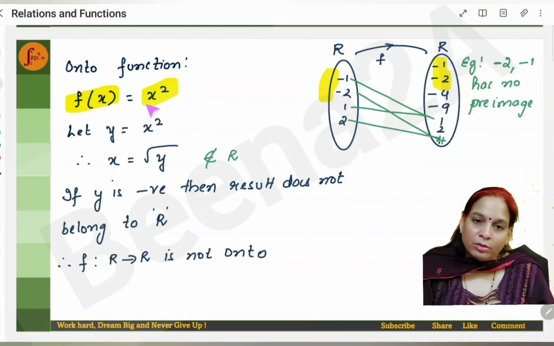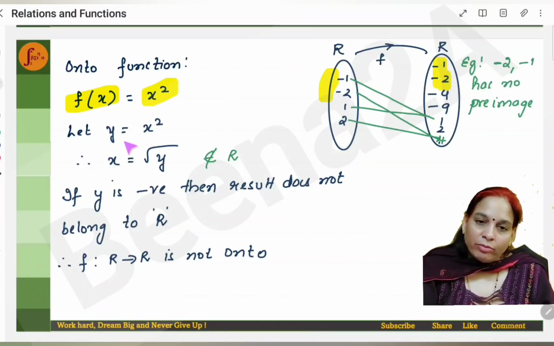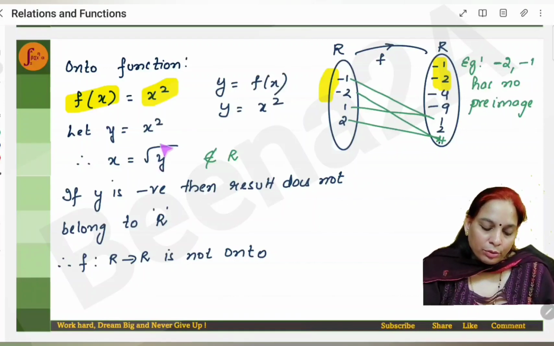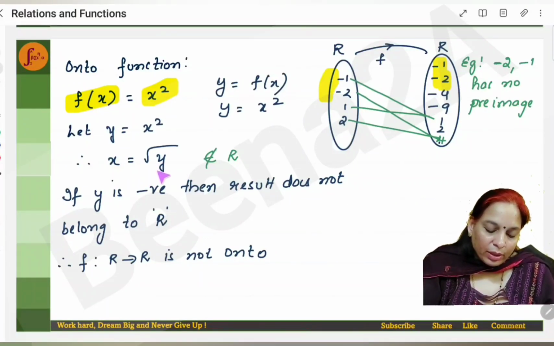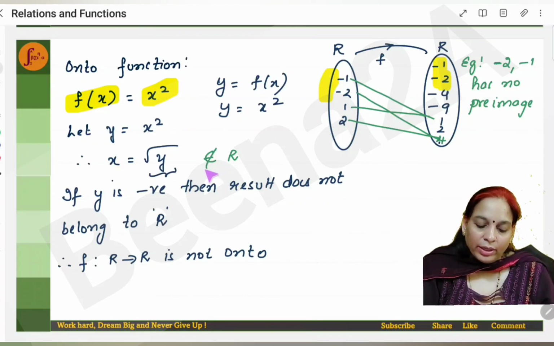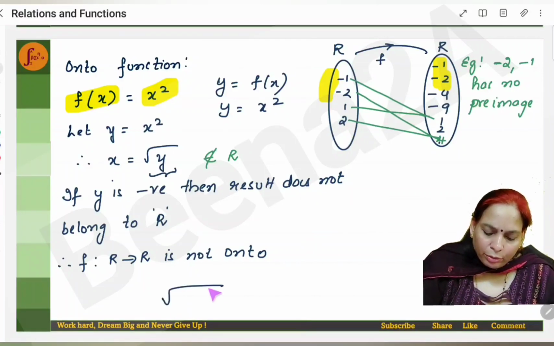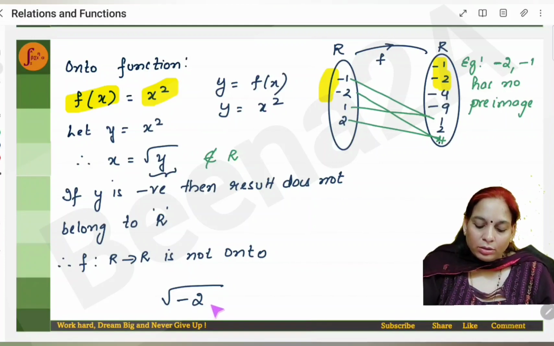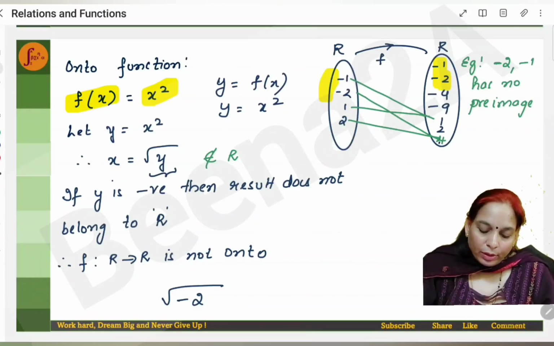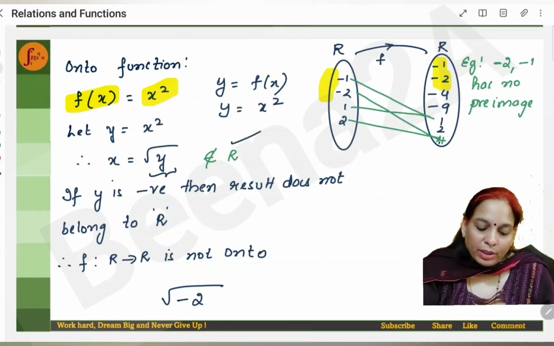And you can also use this particular method, right? You start with f of x is equal to x square and assume that y is x square. Therefore, x becomes root of y. And if you have a negative number here, then it will not belong to real numbers because you can never get a root of a negative number. Can I get a square root of a negative number? It's not possible. It's not there in this particular real number set, right? Square root of a negative number is not valid in this particular set. So you say this does not belong to R.